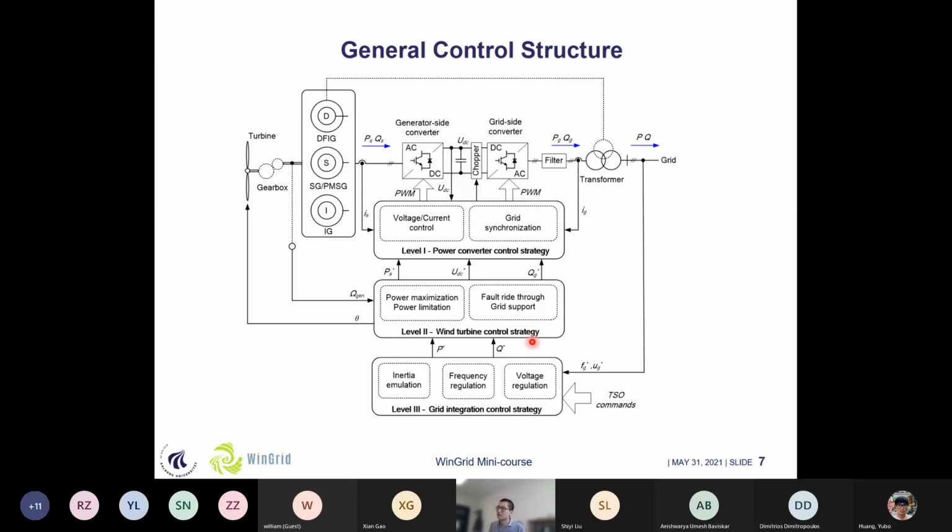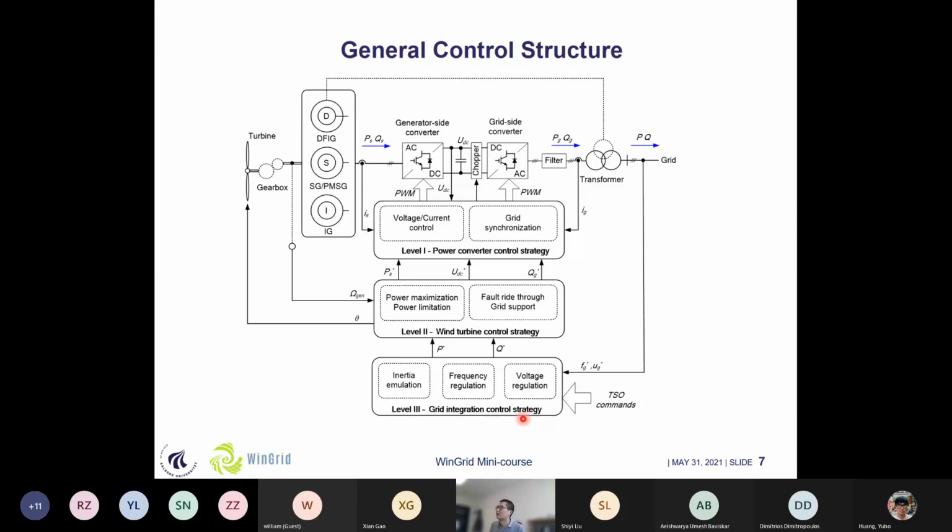And in this level of the control, we need to do some power maximization, like MPPT control, or some fault ride-through operations, or also some grid support functions if the grid is not in a normal condition. And the highest level is what we call grid integration control.